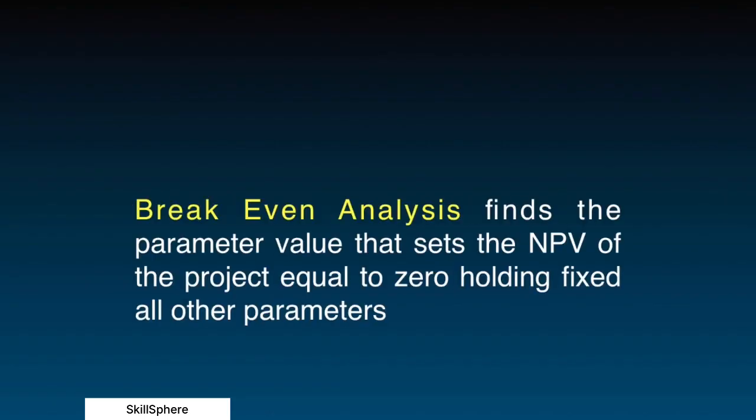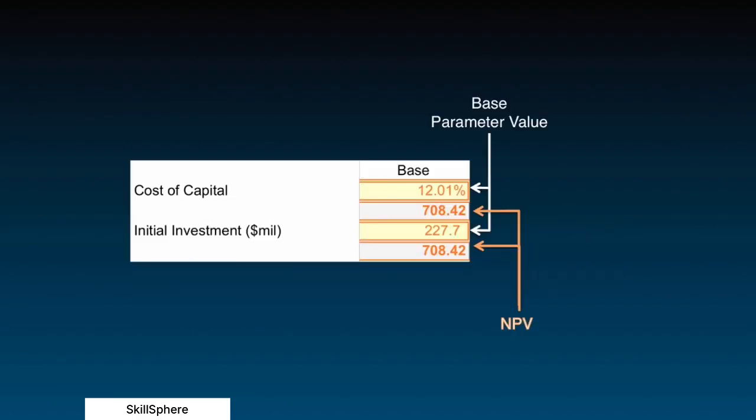Break-even analysis finds the parameter value that sets the NPV of the project equal to 0, holding fixed all other parameters. So let's look at our cost of capital and initial investment forecast drivers. I've got base up here to represent a base case. We're going to look at alternative cases in just a minute. You can see our base case assumption for the cost of capital was just a little over 12%, and our initial investment was $227.7 million. The corresponding NPV for those assumptions was 708.42. It's the base case, what we computed in our previous lectures.